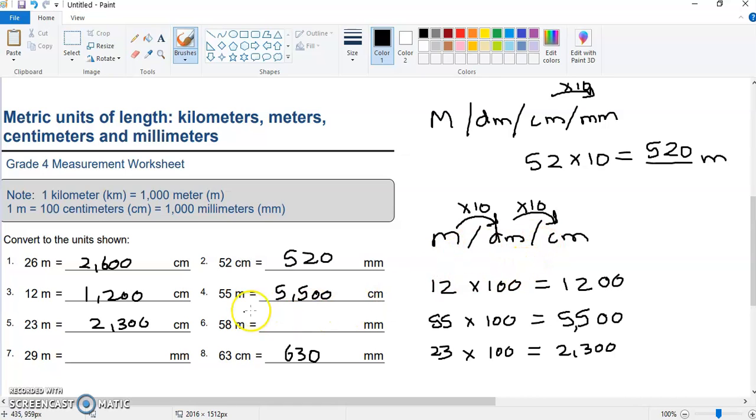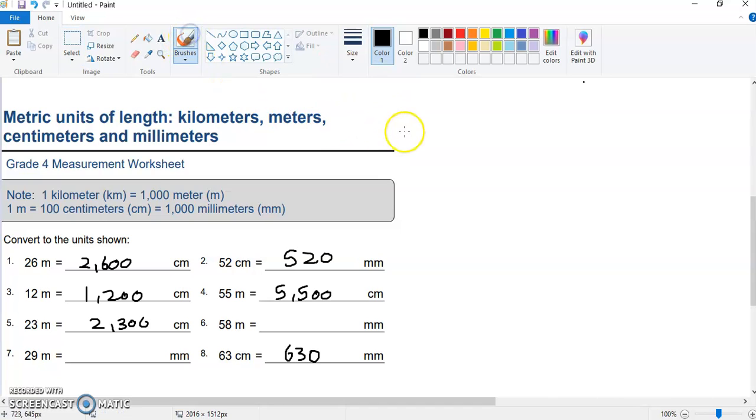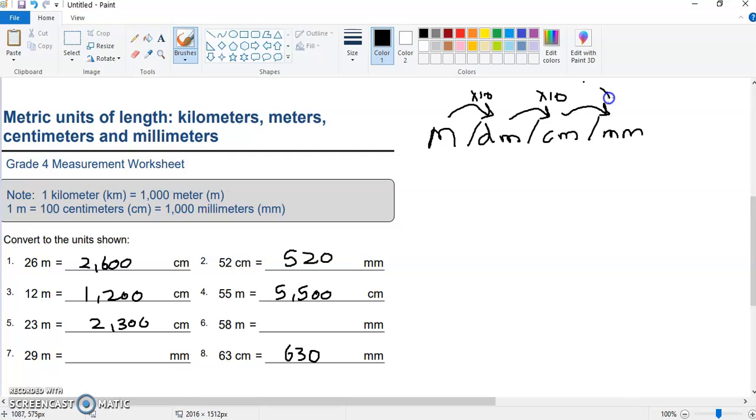Let's see. So the last two, number 6 and 7, those are a little bit different. So I'm going to switch up the chart here because we're going to multiply by a number that's a little bit larger. So again, you have your meters, decimeters, centimeters, and then millimeters. If you start with the meters, that's kind of like your ones place value. It's 10 times greater than this one. And then it's another 10 times greater than this one. And finally a third 10 times greater than this one. So 10 times 10 is 100, and 100 times 10 is 1,000.